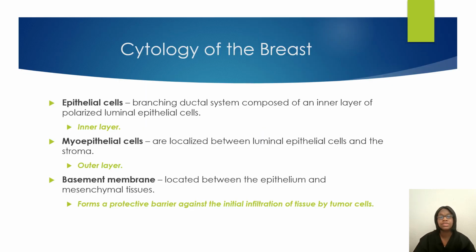You also have your cytology of the breast because there are times where patients have to have a biopsy. So it's important to know your epithelial cells, myoepithelial cells, and your basement membrane. Your epithelial cells are going to be the inner layer. Your myoepithelial cells are going to be the outer layer. The basement membrane is what forms a protective barrier against the initial infiltration of tissue by the tumor cells.